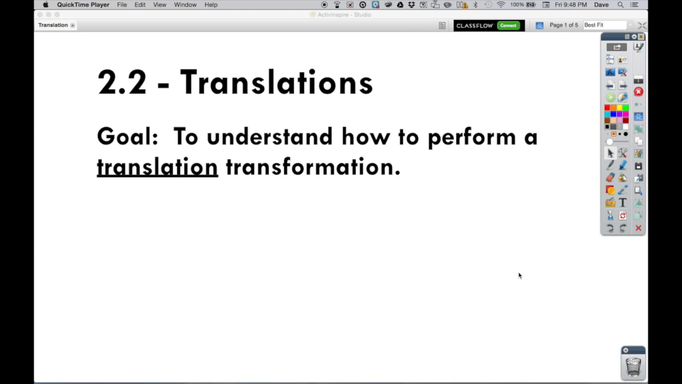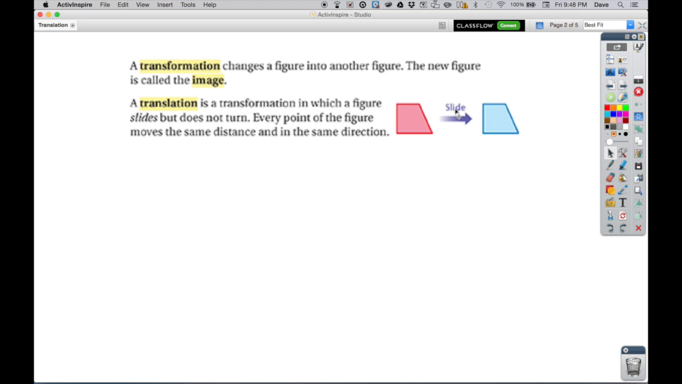2.2 on translations. Your goal today is to take what we've done in class and summarize it so that you understand how to perform a translation transformation. Like we've been experimenting with in class, what we're basically doing is sliding an object. Before we go any further, let's first talk about the entire chapter.